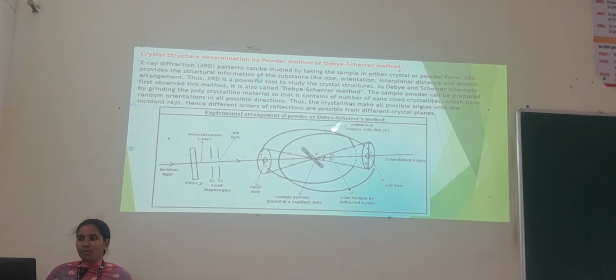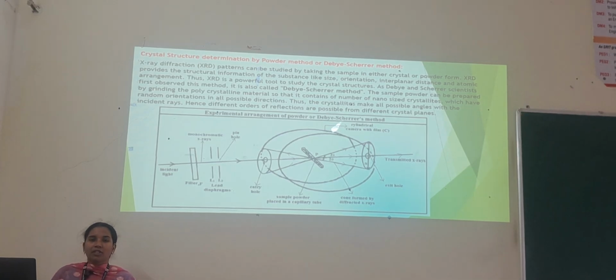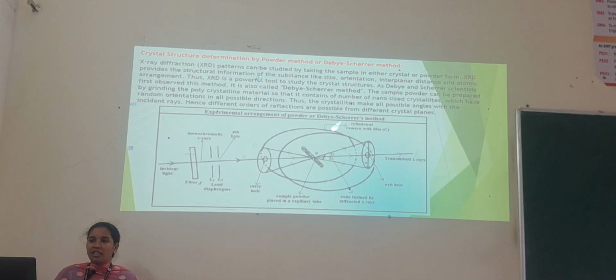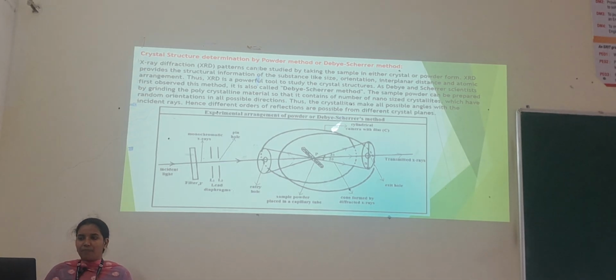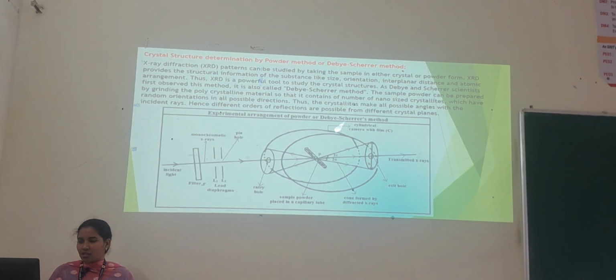So what happens, the sample powder can be prepared by grinding the polycrystalline material such that it contains nano-sized particles. The speciality of the Debye-Scherrer method, rather than the X-ray method or Laue method, is that it is specifically designed to study the structure of even nano-sized crystallites which have random orientations in all possible directions. Thus, the crystallites make all possible angles with the incident rays. Hence, we can see different orders of reflections are possible.